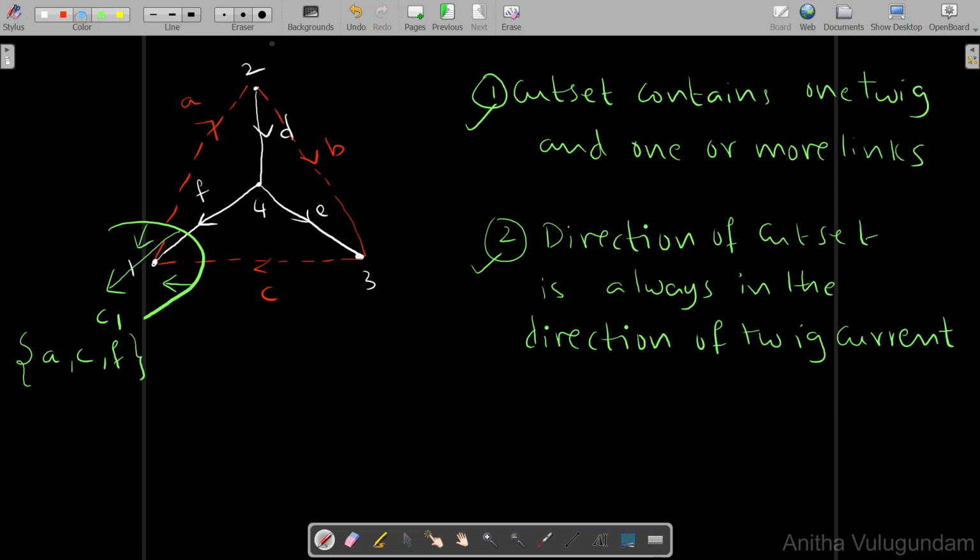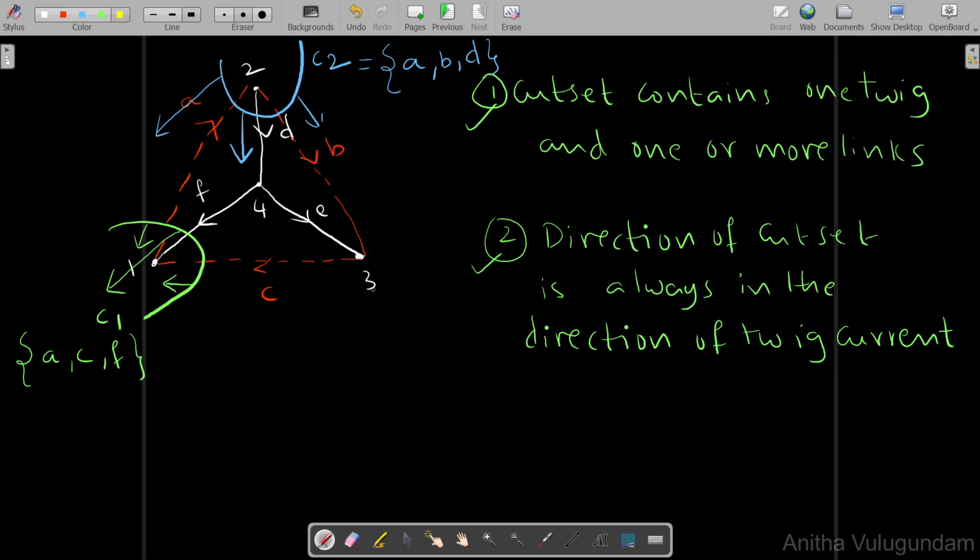Next cut set, let us look at node 2. Node 2 is connected to one twig and two links. So there is a possibility of forming a cut set here. And the direction of this cut set is always in the direction of twig current. Twig current is in this direction, so it will be in this direction. Even here it will be in this direction. Cut set 2 related branches are, in alphabetical order, A, B, D.